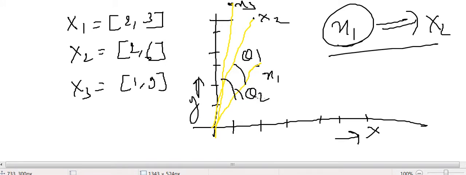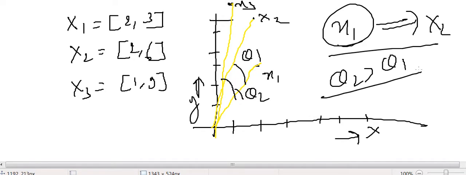Then you calculate the angle between x1 and x3. Suppose this is theta 2. So you can say theta 2 is greater than theta 1, meaning the angle between x1 and x3 is greater than the angle between x1 and x2. You find the smaller angle between x1 and x2, that's why you can say x1 is more similar to x2. So you can calculate the angle between two vectors, compare the angles, and say which vector is more similar to which vector.